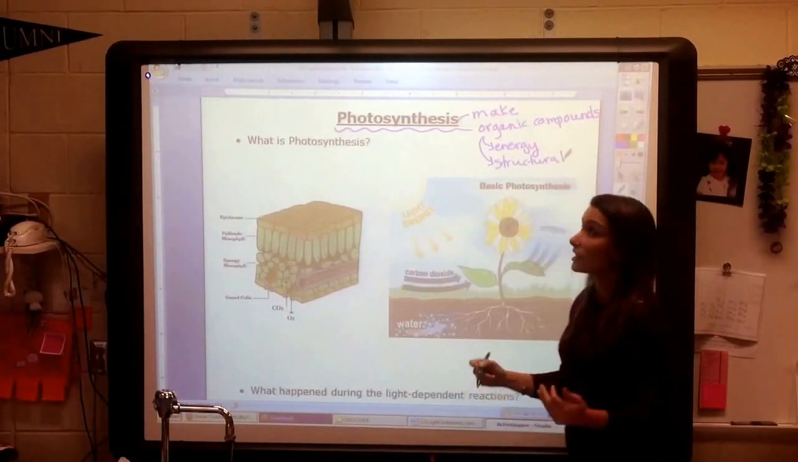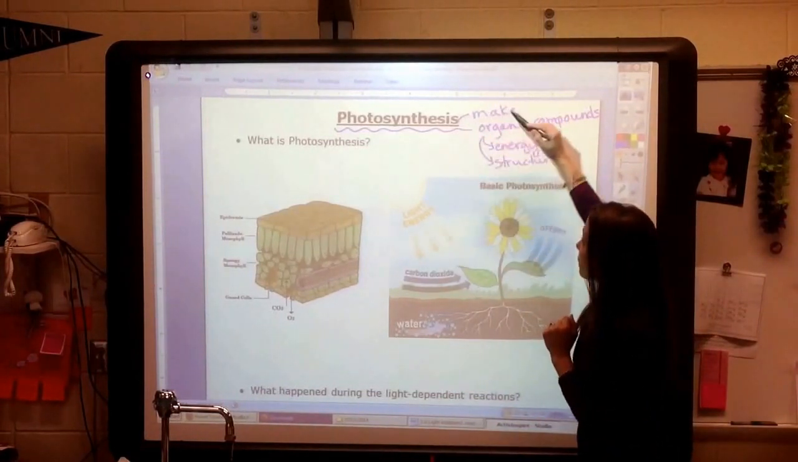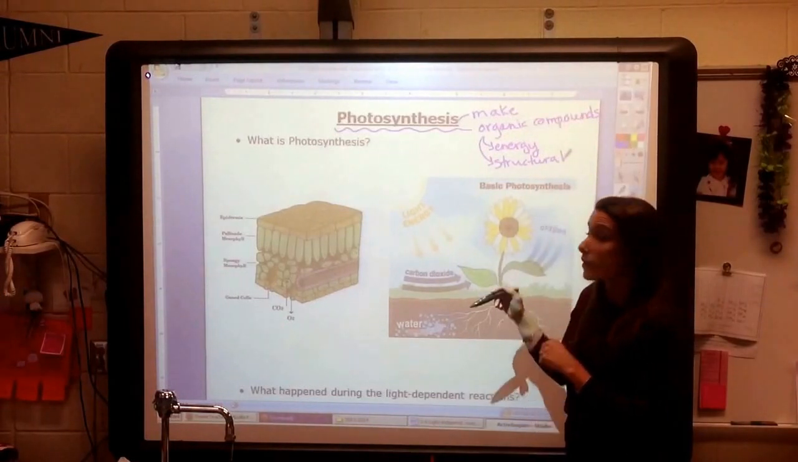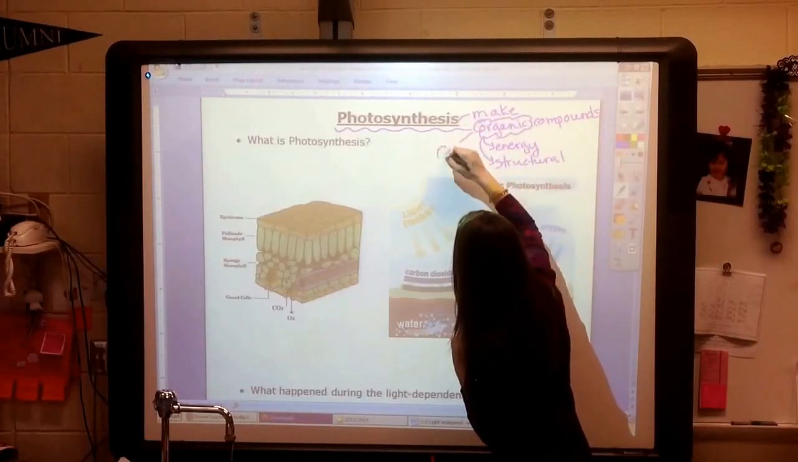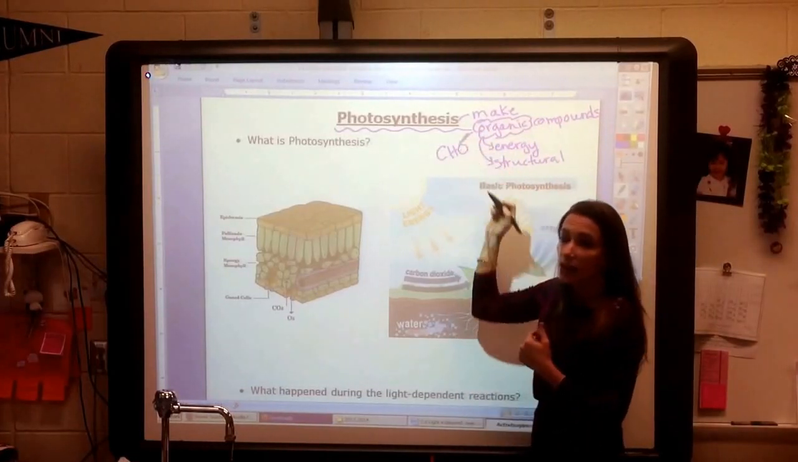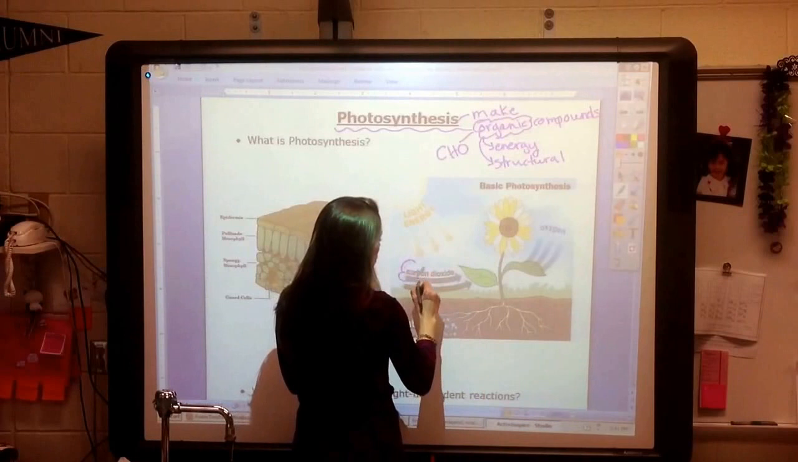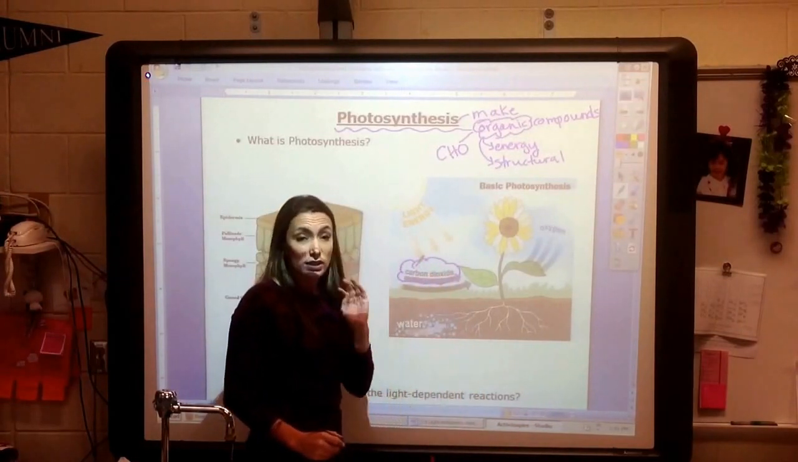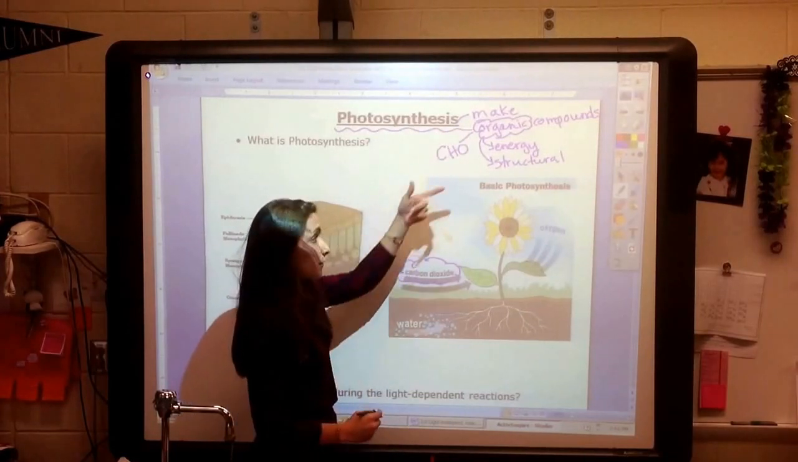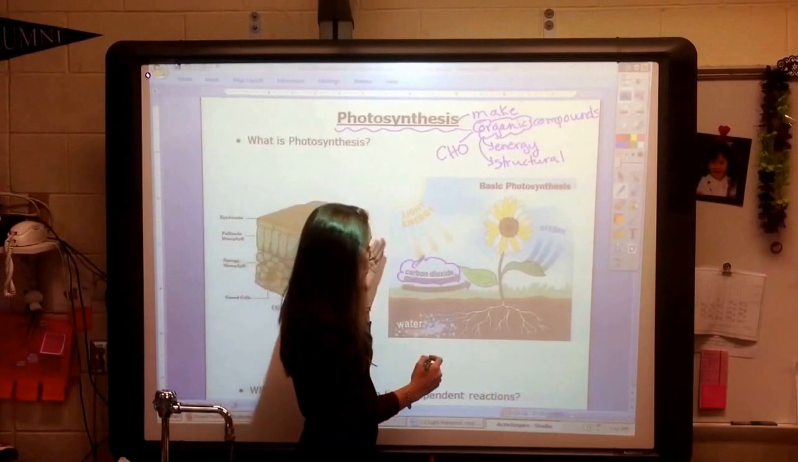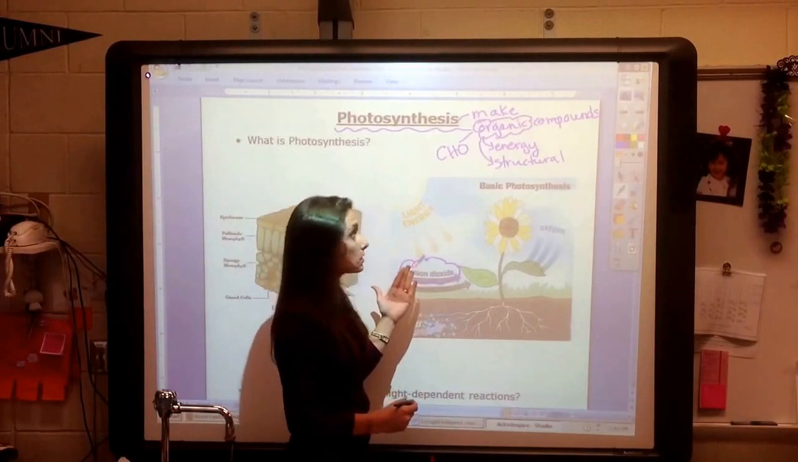Now remember, starch is actually an energy storage molecule. So the point of photosynthesis is to make organic compounds. The way that we make an organic compound, remember, to be organic, it has to have CHO, carbon, hydrogen, and oxygen. Now there's plenty of carbon in the air, the atmosphere, carbon dioxide, but that's an inorganic molecule. It's not an organic compound. So the point of photosynthesis is that I use carbon dioxide and water to build these organic compounds.